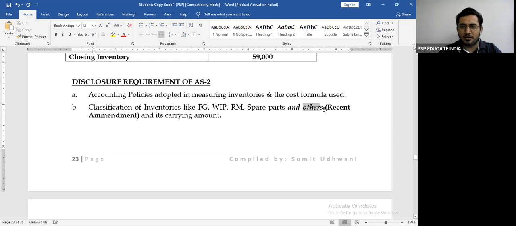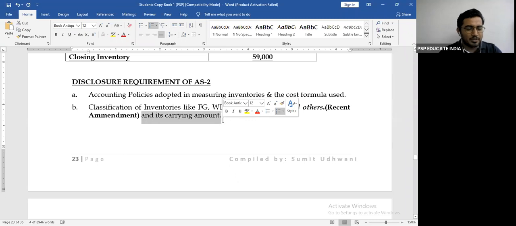So whatever does not classify into raw material, WIP, finished goods, spare parts will go in others. So of course, any other type of inventory will go in others. This others was again a recent amendment. This others was not there earlier. It has been recently added to accounting standard 2. And also you have to disclose its carrying amount.